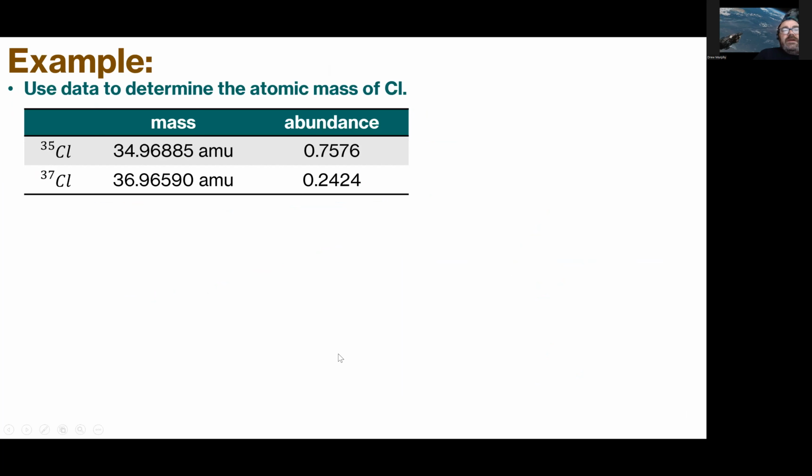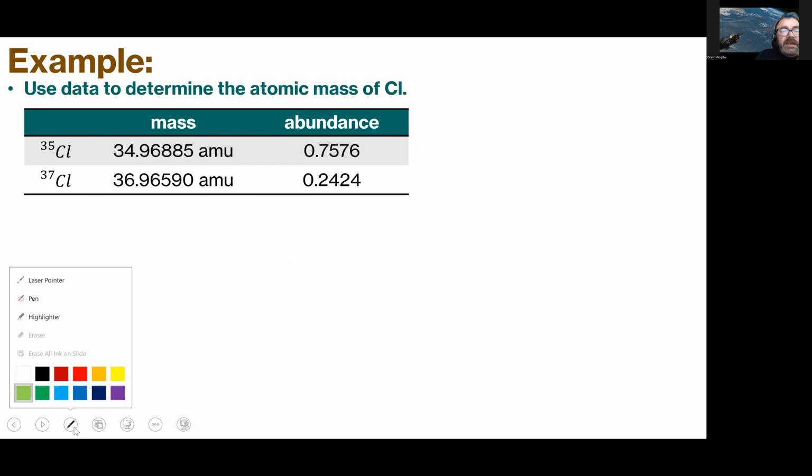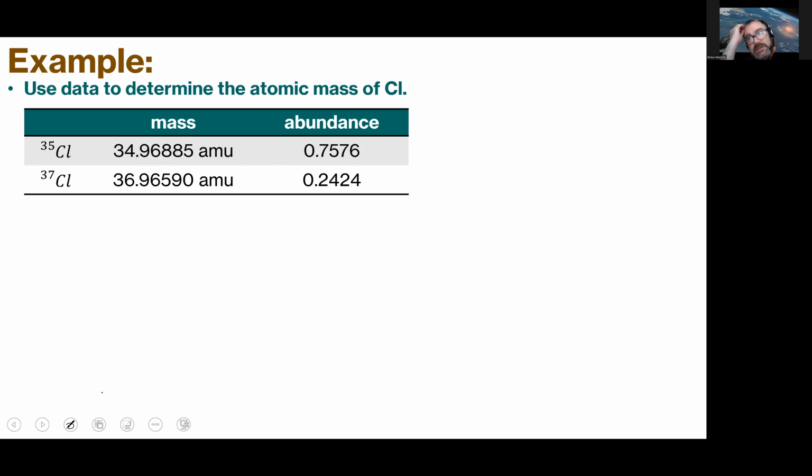Here's an example. Let's use this data to determine the atomic mass of chlorine. Chlorine is one of those ones that doesn't follow the pattern I was just showing, in that it's a halogen, and halogens do this a lot. There's two main isotopes of chlorine, chlorine 35 and chlorine 37. One's roughly 75% and one's roughly 25%. So this gives us some data to work with.